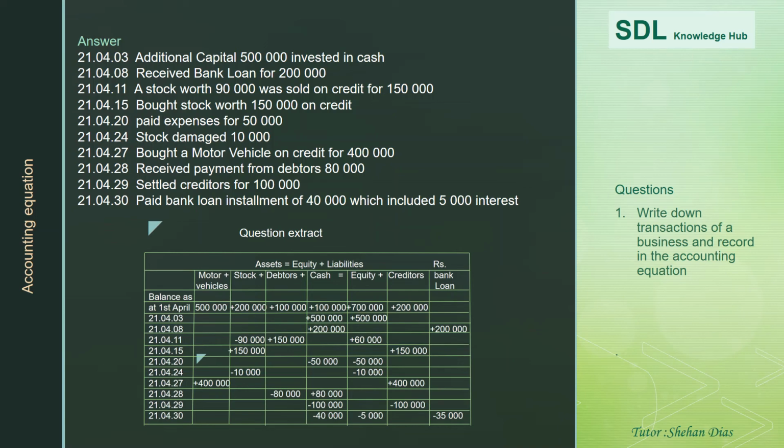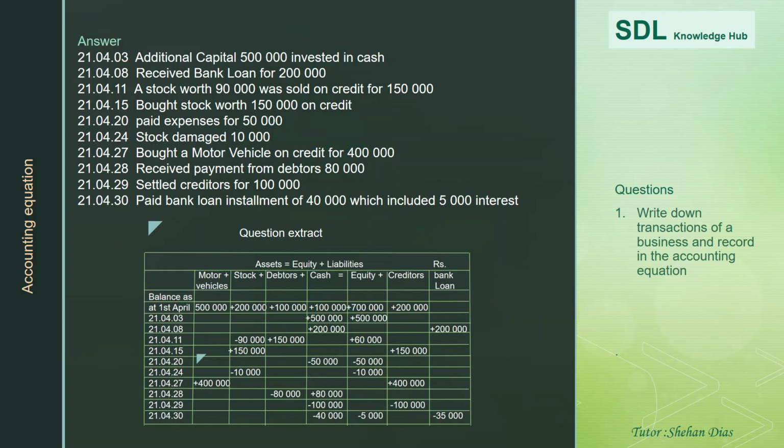Then debtors have reduced by 80,000 and cash has increased by 80,000. That means debtors have paid money. So received payment from debtors 80,000. Then cash reduced by 100,000 and creditors reduced by 100,000. That means the business has settled its creditors. So we can say settled creditors for 100,000.